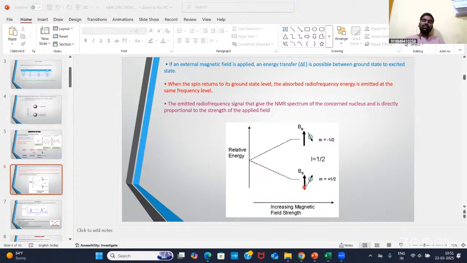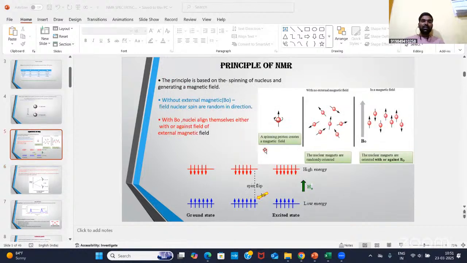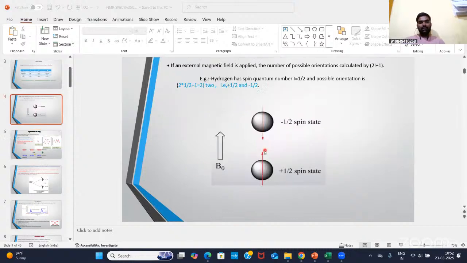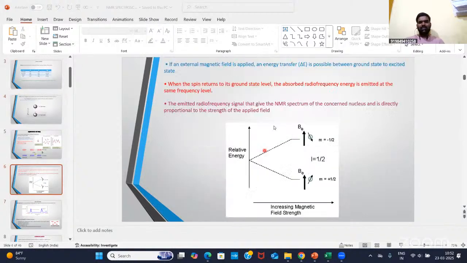So here, when a magnetic field is applied, the magnetic spin m equals plus half and m equals minus half, where I is the spin quantum number, that is half. So these are the two states, plus half and minus half. We found this using the formula 2I plus 1, giving m equals plus half and m equals minus half.